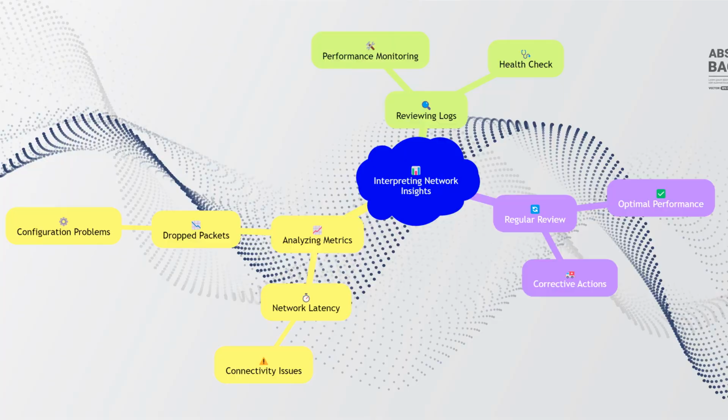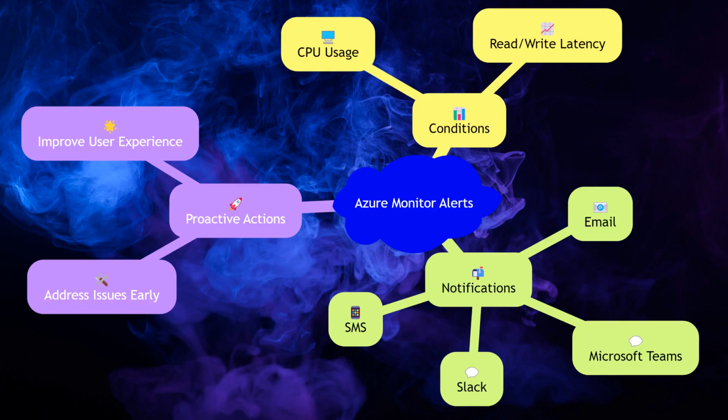Interpreting Network Insights data involves analyzing metrics and logs to understand the performance and health of your network resources. For example, high network latency might indicate a connectivity issue, while a high number of dropped packets could suggest a network configuration problem. By regularly reviewing this data, you can ensure that your network resources are performing optimally and take corrective actions when necessary.